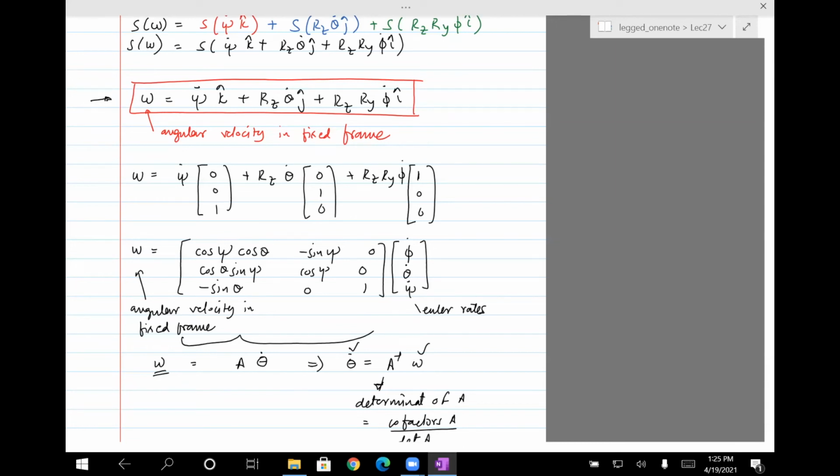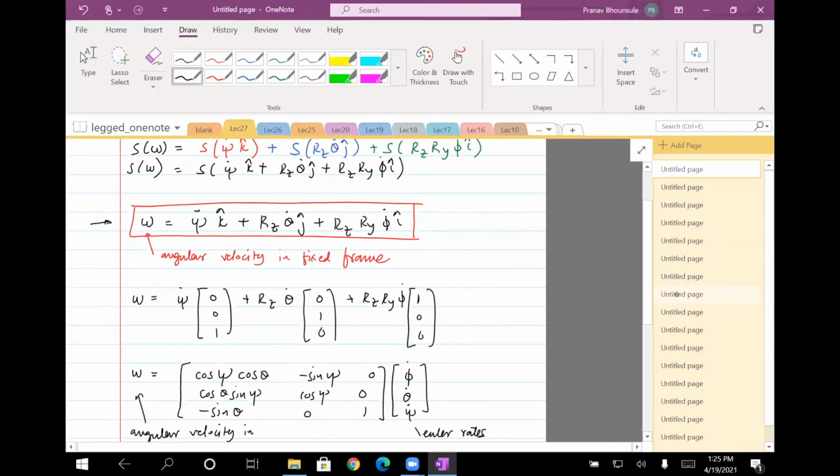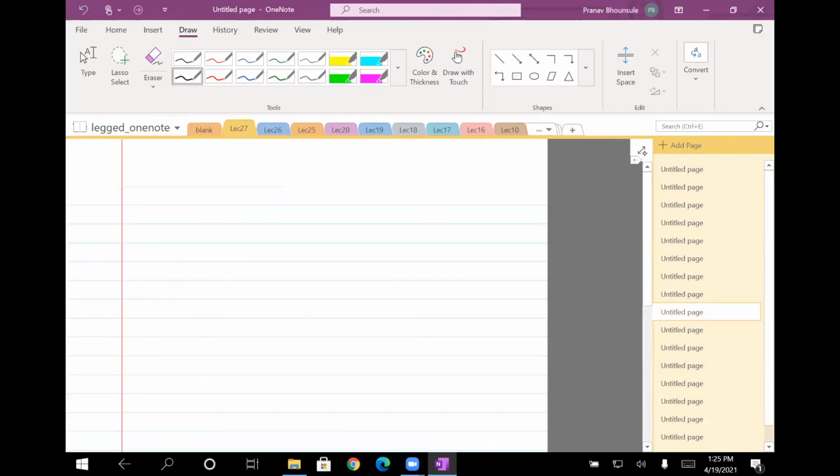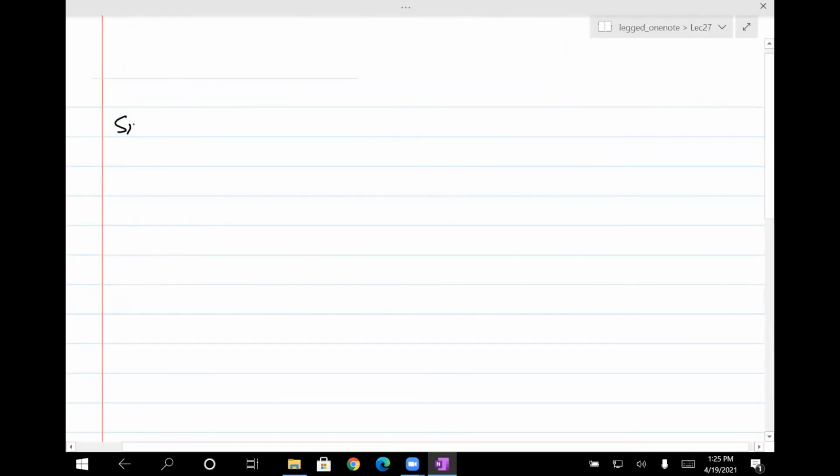Okay, so here's a shorter, simpler way of deriving omega. Okay, so here's how we will do it. First of all, let's try to understand what's going on here.